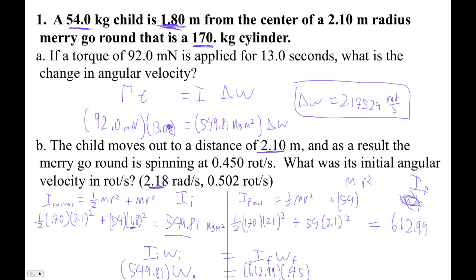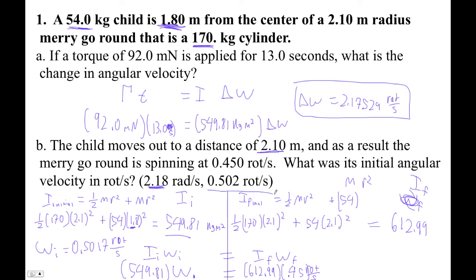This is going to be slower. We were going faster, and now we're going to go slower because they moved out. When you move your arms out, you slow down. So I'm going to take that guy times 0.45 divided by the 549.81. And I get 0.5017, so the omega initial is 0.5017 rotations per second. Now, notice that this was rotations per second, so this will be in rotations per second.